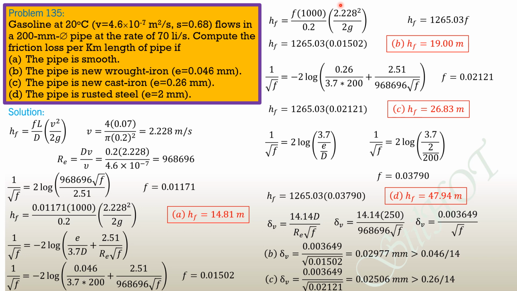So that's it, and I hope that you're able to understand the explanation and the formulas used, and that you can remember the formula. I suggest that you just remember this formula here, because this is the formula which is always applicable in computing for friction factors.